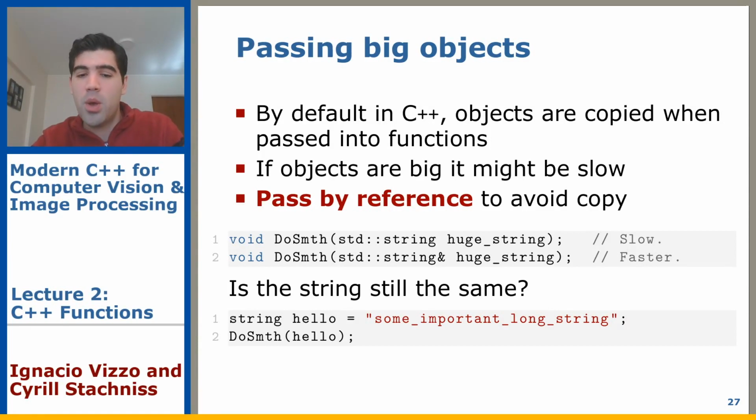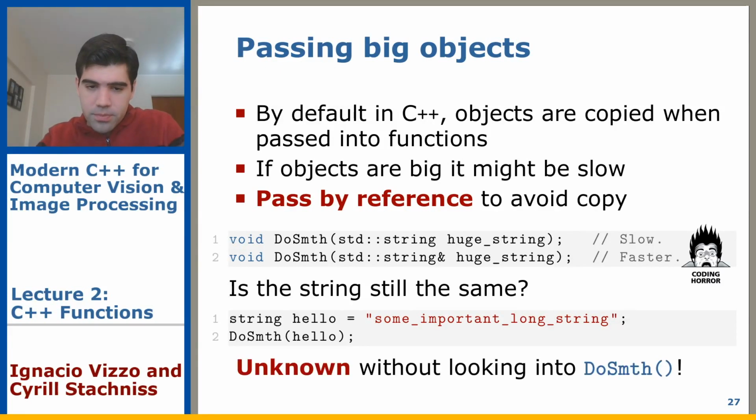But the thing is, we have a new problem now. We have this function called do something, and we're passing a string.